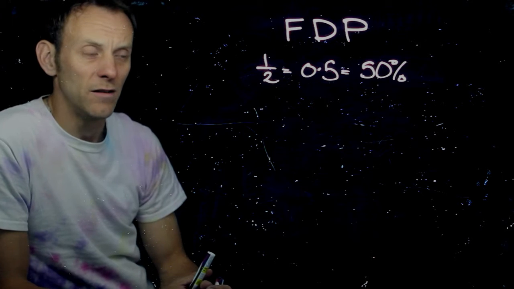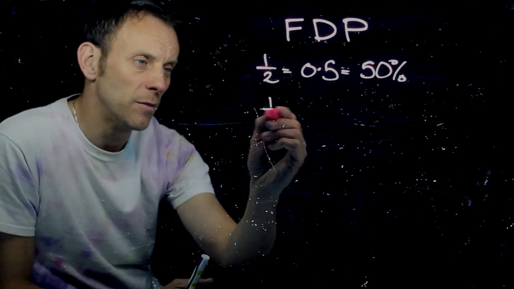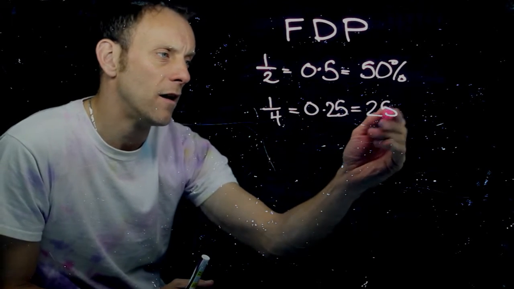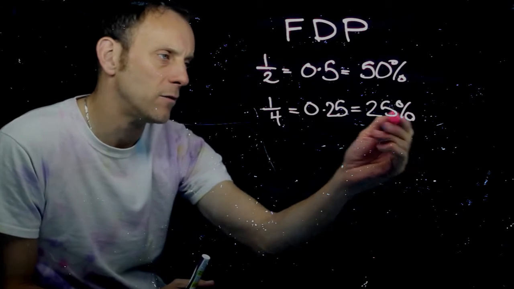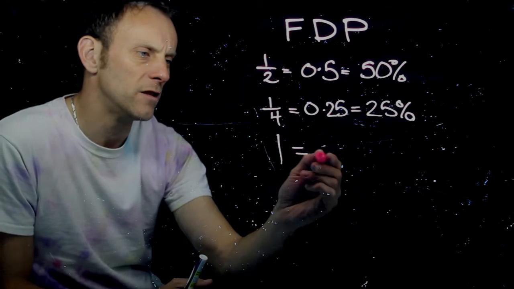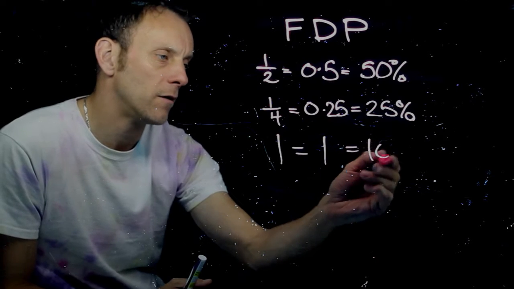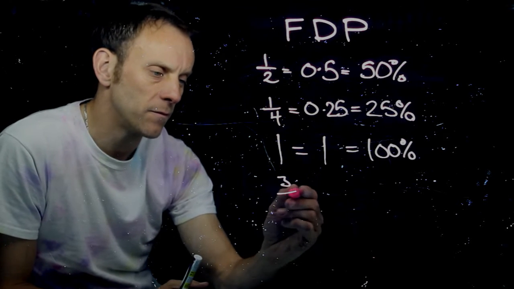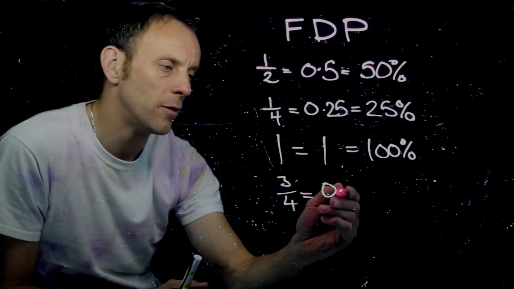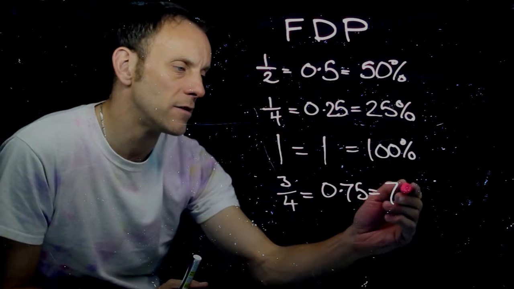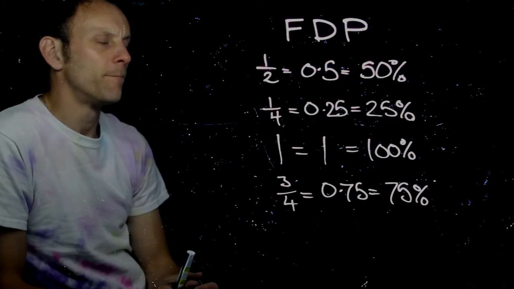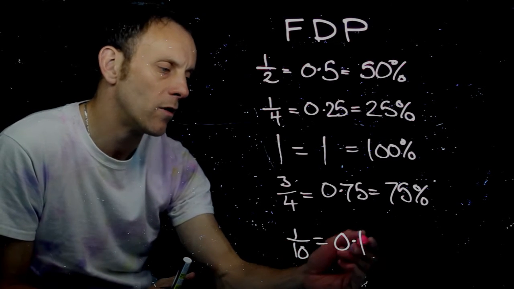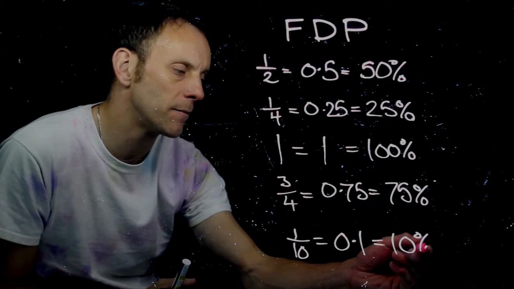And there are obviously various other ones that we should already know. We should be able to put a quarter on here, 0.25 and 25%. A whole sometimes gets missed out, but I think we should probably put it on here. A whole, which is still a whole, fits in at 100%. And then we get 3/4, another fairly typical one, 0.75 and 75%. Maybe one more, just before we move on. Let's call it 1/10, which is 0.1, and that would be 10%.